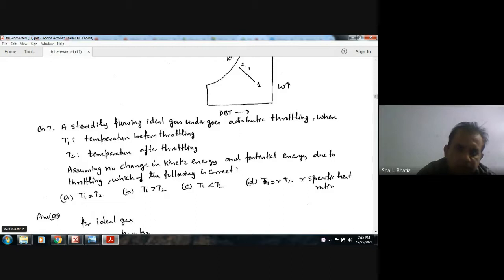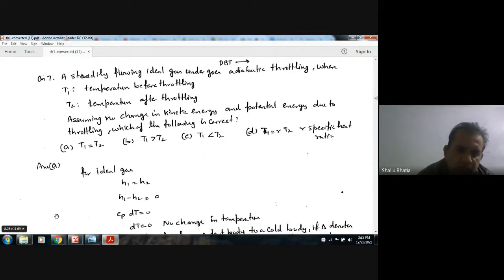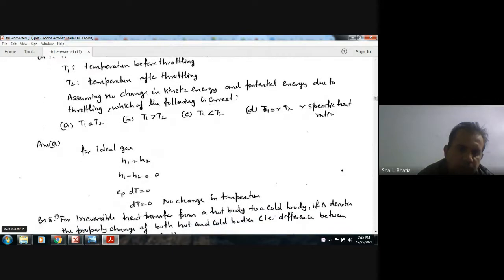As the process is adiabatic throttling and the gas is an ideal gas, enthalpy will remain constant. For the ideal gas, in the throttling process, enthalpy is constant, and when enthalpy is constant, temperature is also constant, so T1 is equal to T2. So there will be no change, and the answer is A.